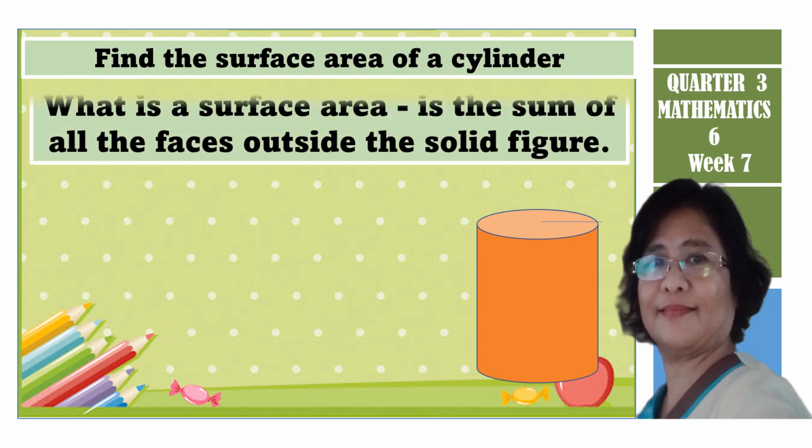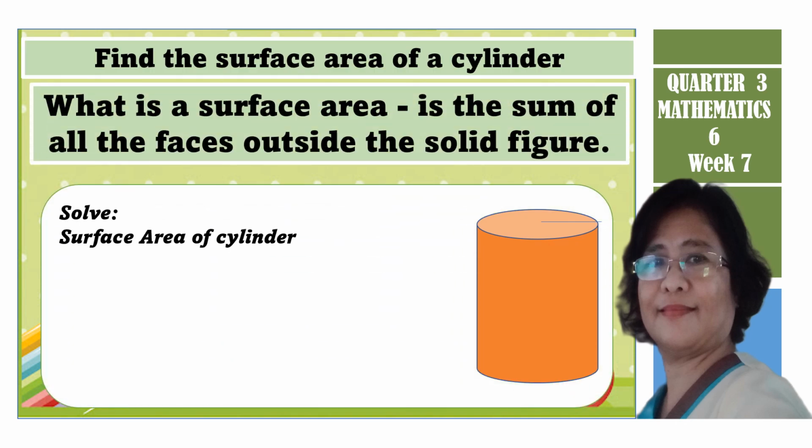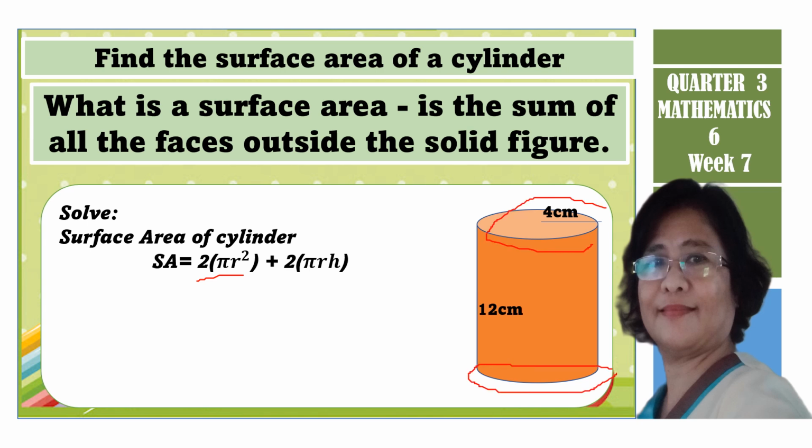Let us now solve for the surface area of the cylinder. With the given radius 4 and the height of 12, using the formula, pi r squared times 2, because we have 2 circles here. On the top and the bottom, we have 2 circles. And then, plus pi r height, this one. Your height is also circular. So that's why we have 2 pi r h.